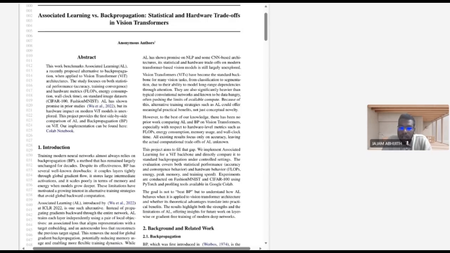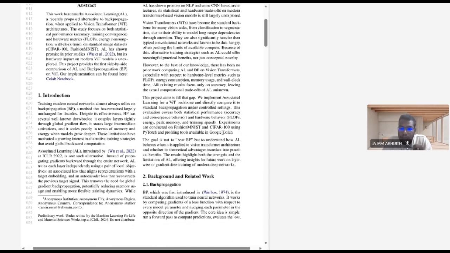Now, previous work has shown that AL can match or approach backprop performance on CNNs and some language models. But here's the thing: nobody has really tested it on vision transformers yet, especially not with hardware metrics like energy consumption and FLOPs. And that's exactly what we set out to do in this project. We wanted to understand not just if AL works on vision transformers, but whether it actually delivers practical benefits in terms of computational efficiency. So that's the setup.